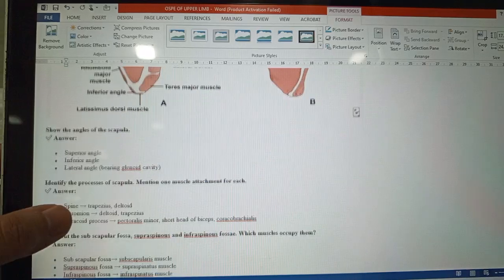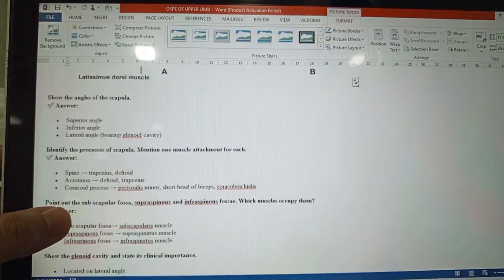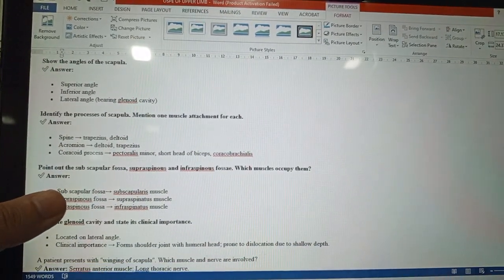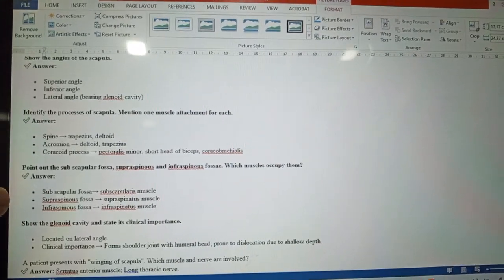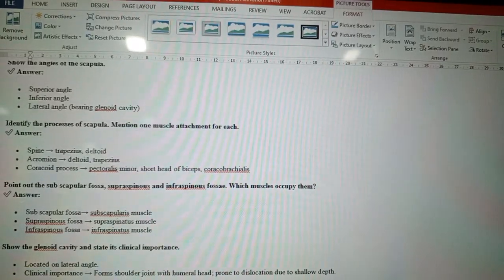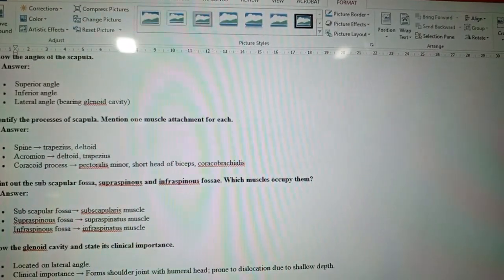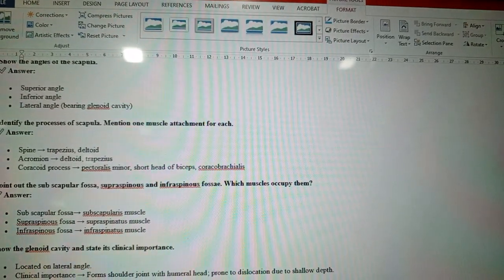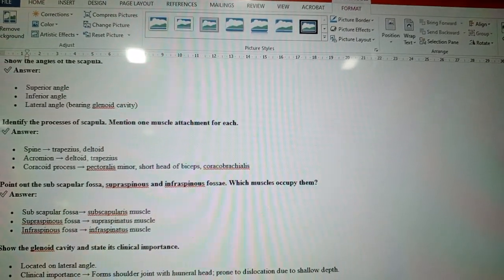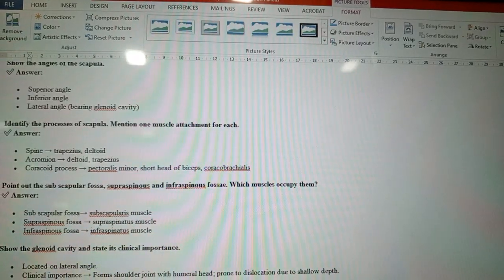Now show the angles of the scapula, which we have already discussed. Now show the spine, which we have already discussed. On acromion process, deltoid and trapezius is attached. You can learn it like this, that means deltoid and trapezius are attached on the acromion process, and on the coracoid process pectoralis minor, short head of biceps and coracobrachialis is attached.